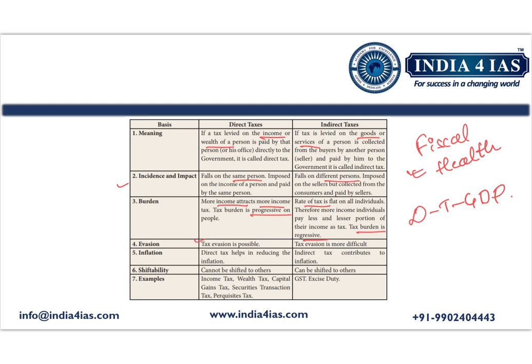Tax evasion is possible in direct taxation. It is impossible or more difficult in indirect tax. So direct tax helps in reducing inflation, whereas indirect tax contributes to inflation. Then direct tax cannot be shifted to others, whereas indirect tax can be shifted to others. Examples for direct tax are income tax, wealth tax, capital gains tax, security transaction tax. Then for indirect tax, it is excise duty and GST.